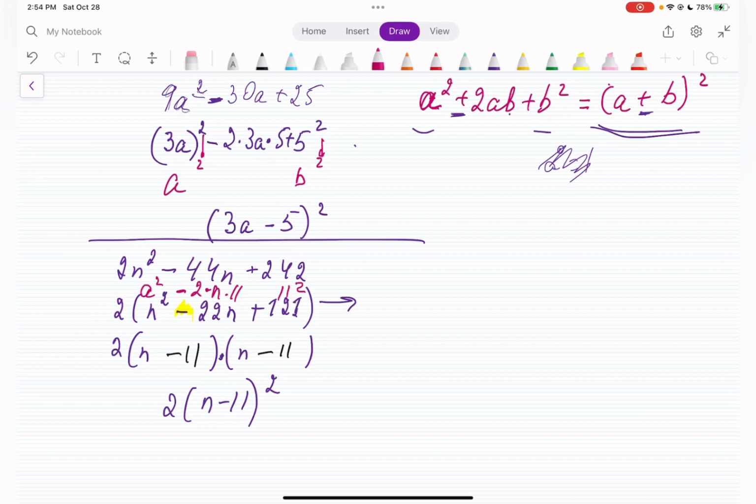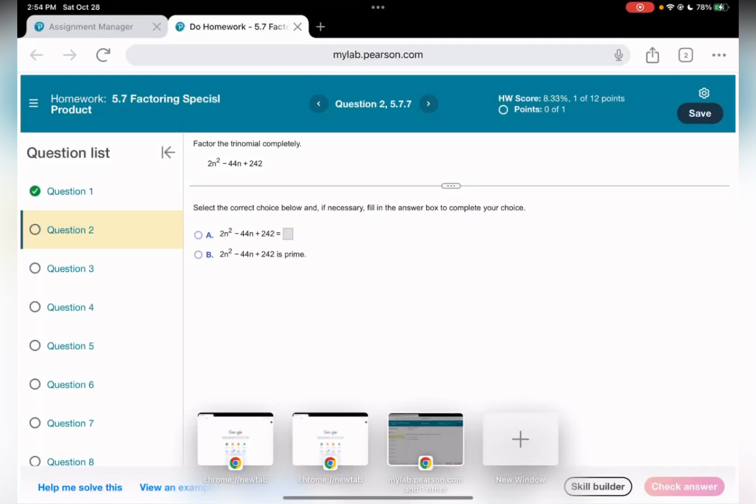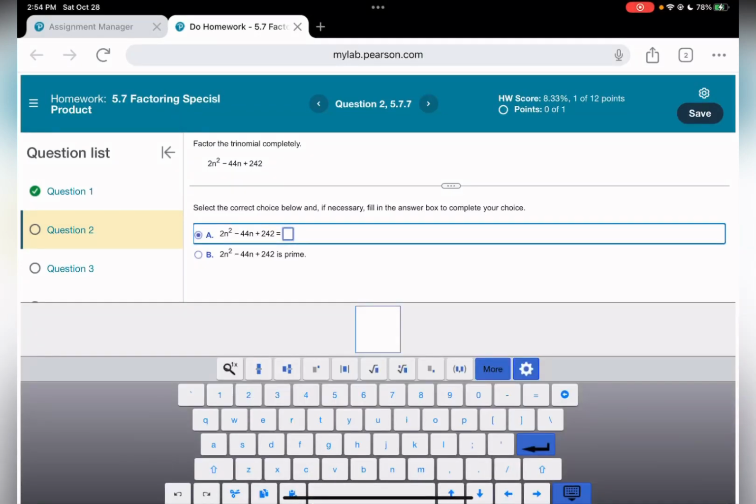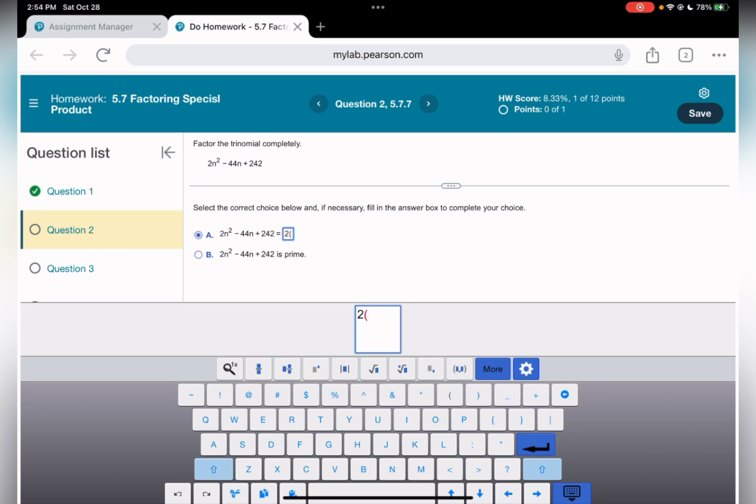What do we get? Two times 11, 22, and n. Did we get the same number? Yes. Which means we can write down, 2 stays outside. We have n minus 11, right? n to power 2. Pretty straightforward. Okay, let me put here twice parentheses n minus 11 parentheses n to power 2.